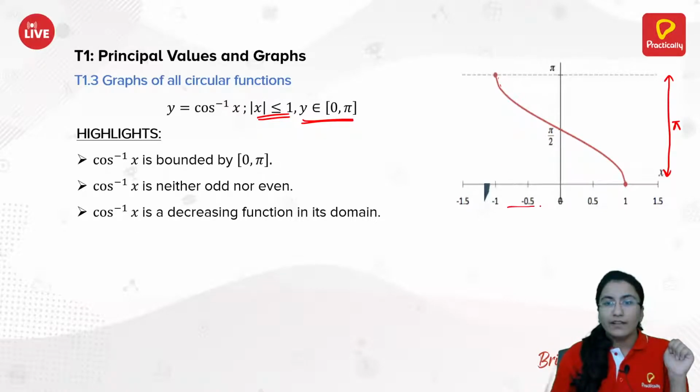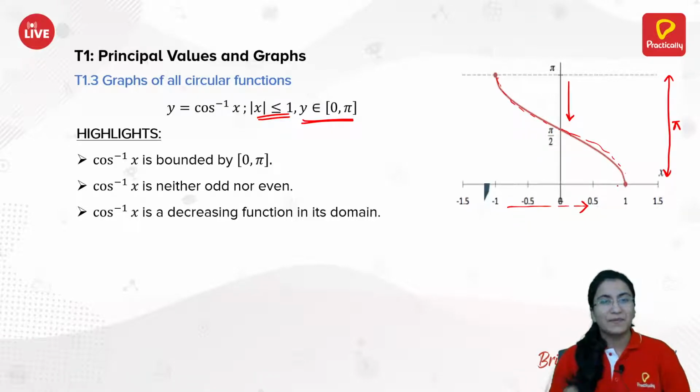As x is increasing, the value of y is decreasing, right? You are coming down, down and down, right? So that means it is a decreasing function graph.